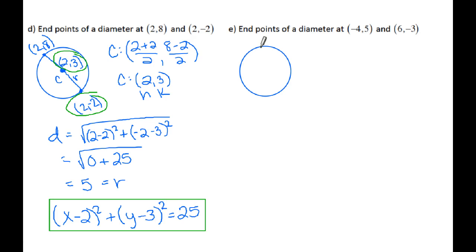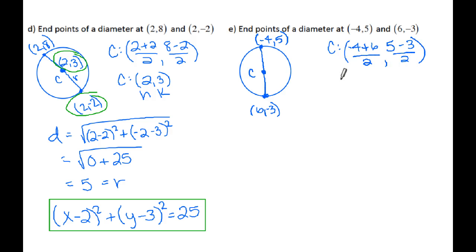And doing the same thing over here. So endpoints of your diameter, I'm going to say this is negative 4, 5, 6, negative 3. I need to start by finding my center. So my center is going to be at the midpoint of my endpoints of my diameter. So I have negative 4 plus 6 divided by 2, 5 minus 3 divided by 2. So negative 4 plus 6 is 2 over 2, which is 1. 5 minus 3 is 2 over 2, which is 1. So my center for this is going to be at 1, 1.